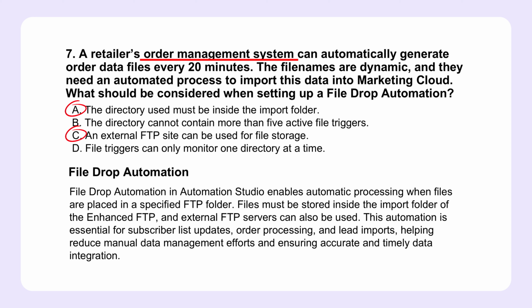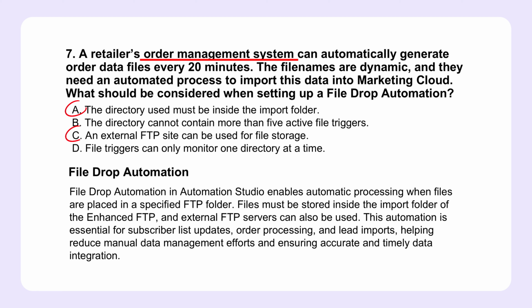So what about the second point, being able to use an external FTP site for file storage? How does that help with the challenge of those dynamically generated files coming from an external system? A lot of times, the system that's creating the data files, in this case, the order management system, might be on a totally separate infrastructure, maybe even outside of the retailer's direct Marketing Cloud environment. And the great thing is Marketing Cloud's file drop automation isn't limited to just monitoring its own internal FTP. It can connect to and monitor external FTP servers too. So that means the order management system can keep doing its thing, generating those dynamically named files, and then Marketing Cloud can just grab those files from the external FTP site and start the import process automatically.